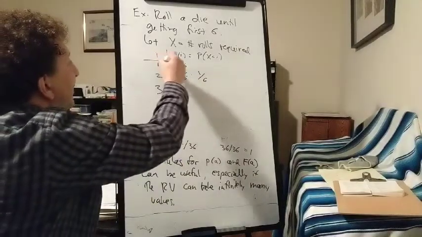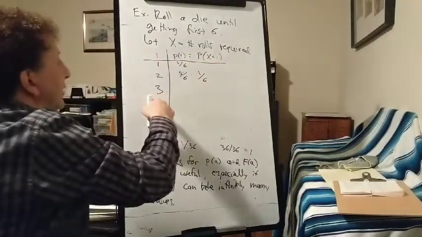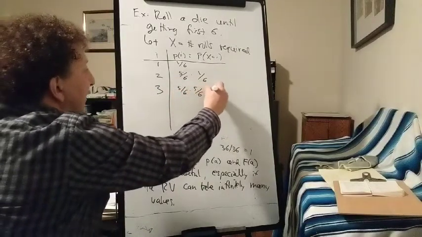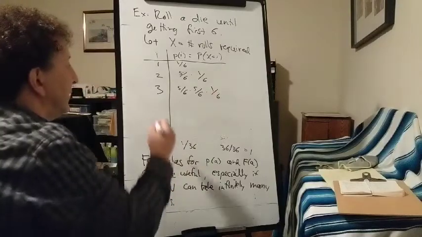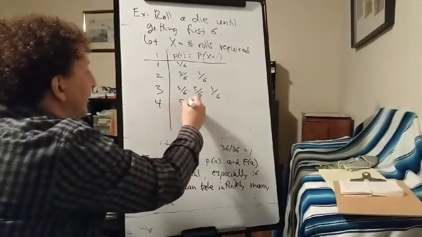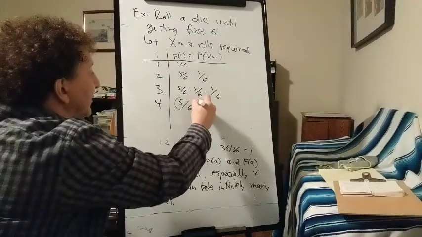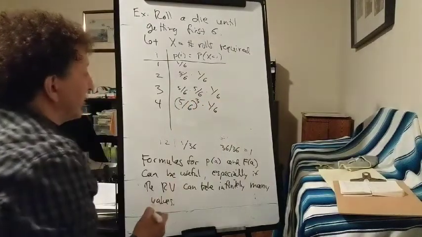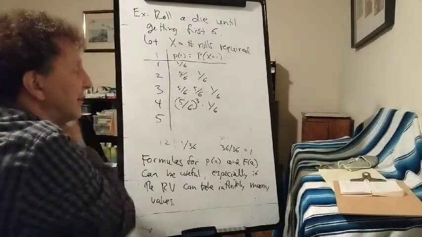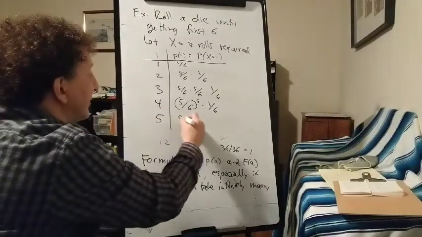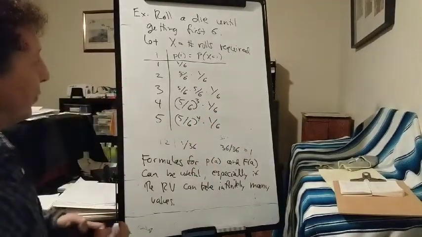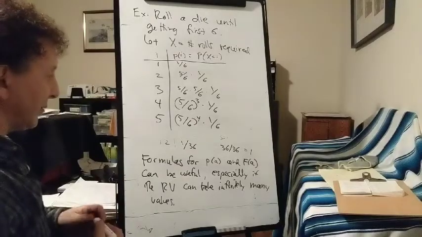And then we could see our first 6 on the third roll, and that'll happen if we fail to get a 6 and fail to get a 6 and then succeed in getting a 6. We could see our first 6 on the fourth roll, and that'll happen if we fail to get a 6 3 times and then get a 6 on the fourth try. And we could succeed on the fifth try, which happens if we fail 4 times and then get a 6. And by this point, or maybe even earlier, we can see what the formula is.